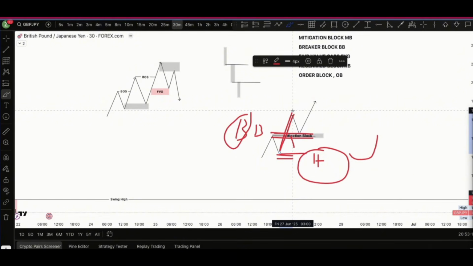And mostly banks and these big institutions, they don't use stop loss. It's we the retailers who use stop loss. So this hedge fund order came and took them out. So now these banks are in loss, and they don't want to close in loss.